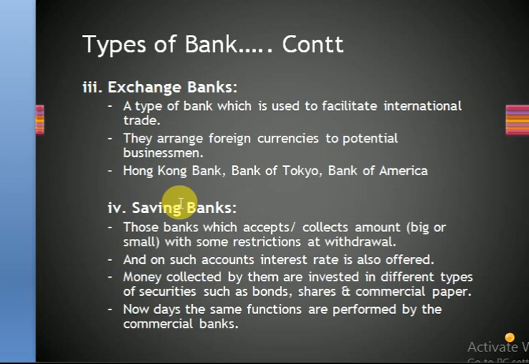Exchange banks, as the name indicates, mainly deal with international trade. These banks take responsibility for the settlement of foreign exchange and arrange foreign business in any country. All the nationalized commercial banks have been allowed to do the business of exchange banks. Common examples are Hong Kong Bank, Bank of Tokyo, and Bank of America. What are the main functions of these banks? They make arrangements of different types of currency for exchange purposes.